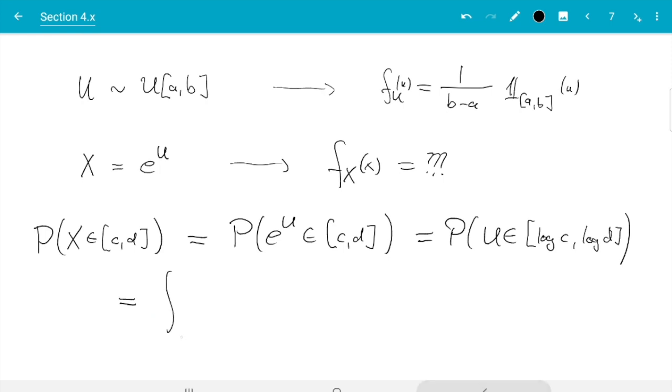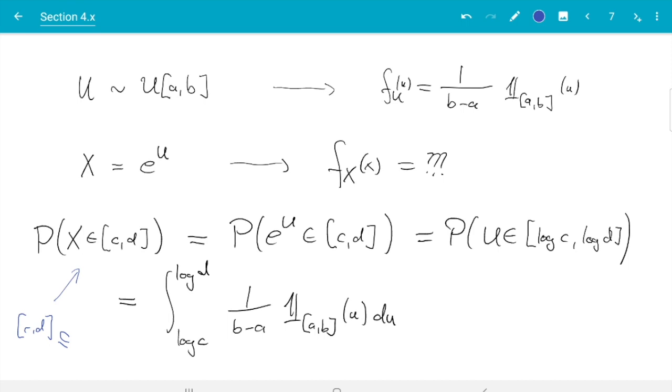So we know how to write that as an integral. That is the integral from log c up to log d of 1 over b minus a times the indicator function of a to b of u, du. And the next thing we need to do is turn this into an integral which goes from c to d. So we'll need to use substitution. Before we do that, let me just make one simplification. Namely, here I want to assume that c, d are actual possible values, and the possible values of X we know go from e to the a up to e to the b. And the reason I'm doing this is because outside this interval x cannot go, because u does not go outside the interval a, b, and therefore outside the density is zero.